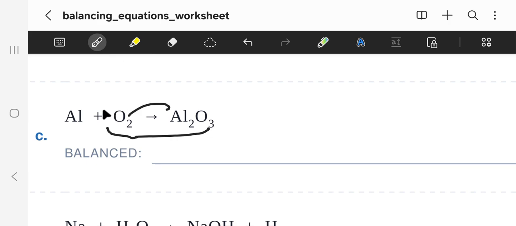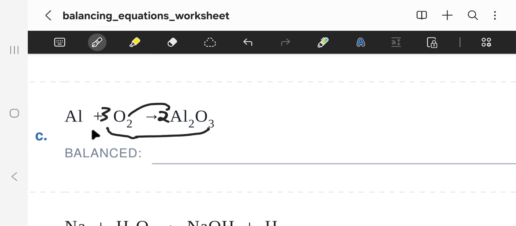I'm gonna put a 3 here, so that I have 6 oxygens on the left. But if I have 6 oxygens on the left, I should also have 6 oxygens on the right. Thus I'm gonna put 2 here. Now I have 3 times 2, that's 6 oxygens. 2 times 3, that's 6 oxygens.